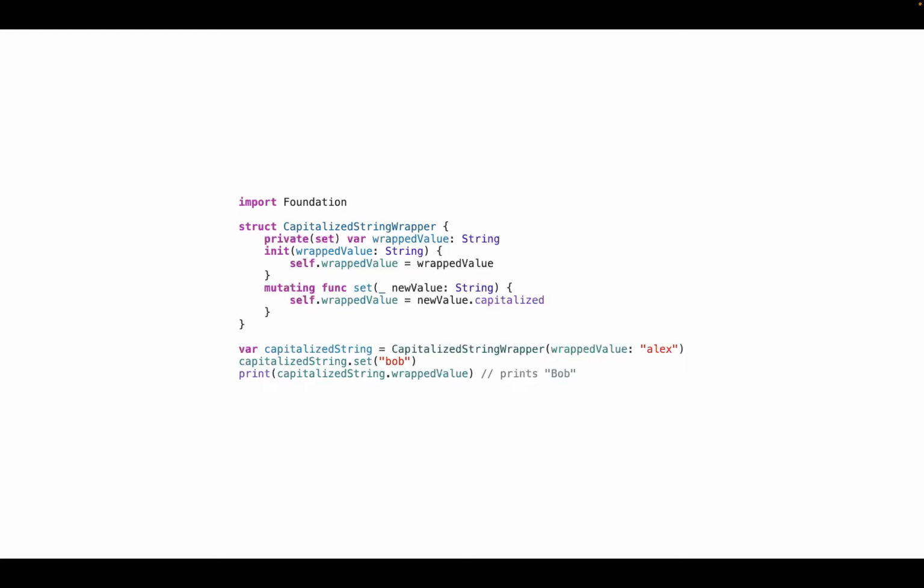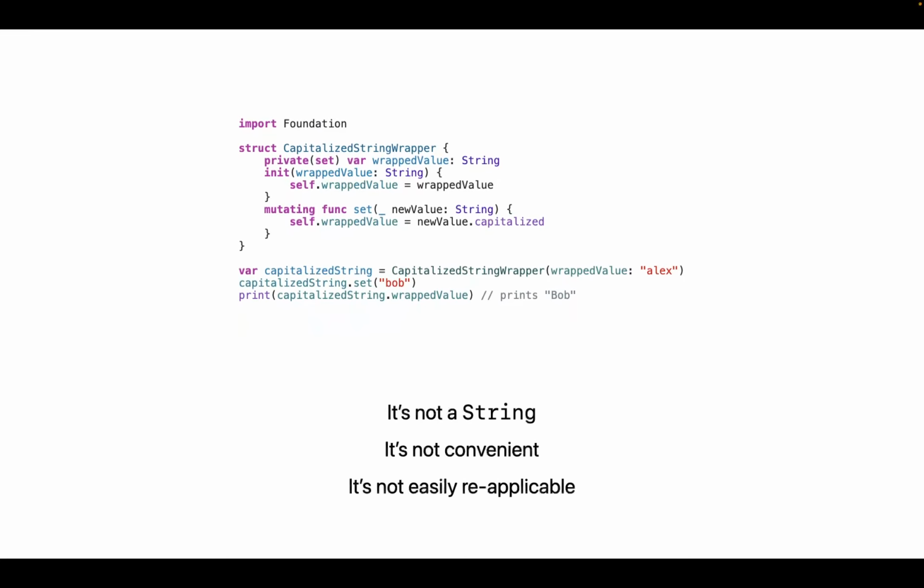But this way we have several problems. The first problem is that this is no longer a string, right? You cannot pass this to other functions that require a string, and you cannot use the methods that require the type to be a string. For example, you cannot add this to another string, and that's a problem. And this is not very convenient, right? You need to write a lot of code just to do that, and it's not easily applicable, because every single time you would have to write a wrapper like this.